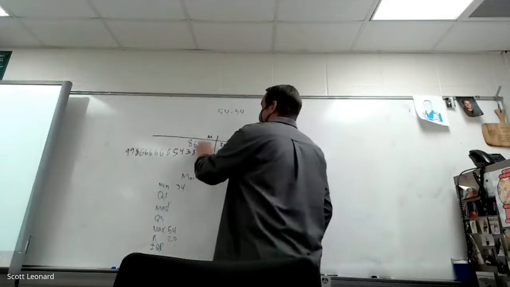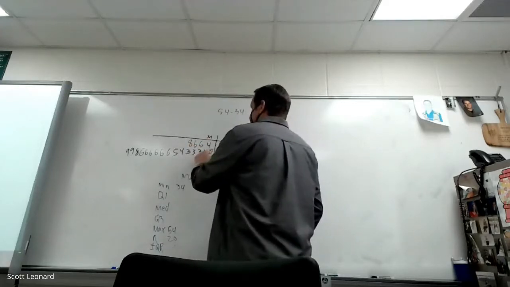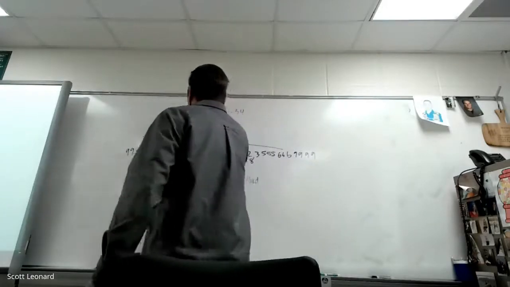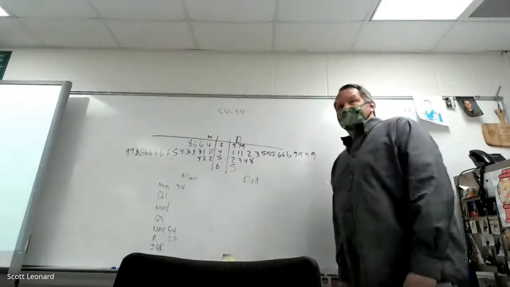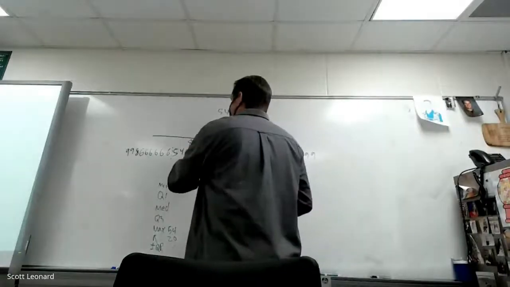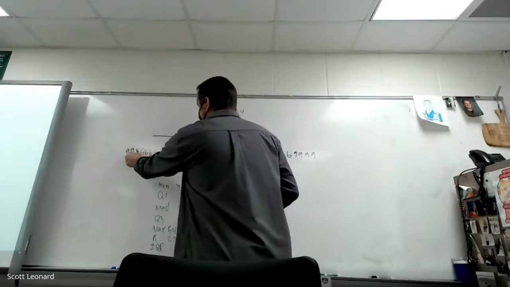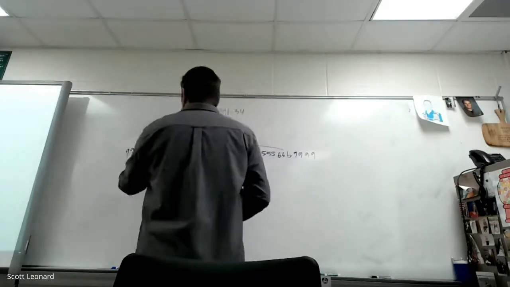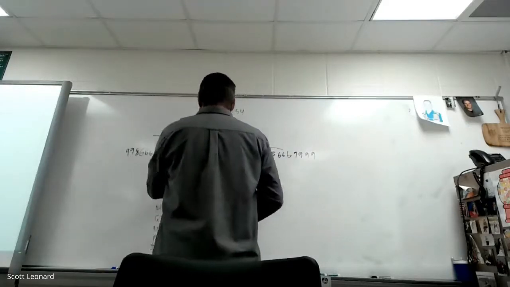So 1, 2, 3, 4. Next row. 5, 6, 7, 8, 9, 10, 11. I split it in half right there. That's half the data. That's 11 numbers before the 9, and then 1, 2, 3, 4, 5, 6, 7, 8, 9, 10, 11.